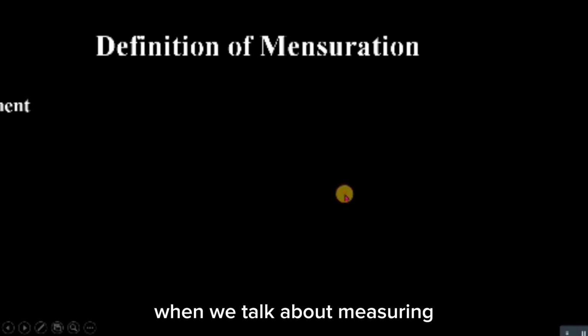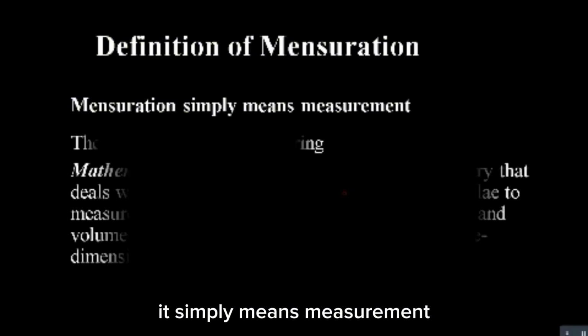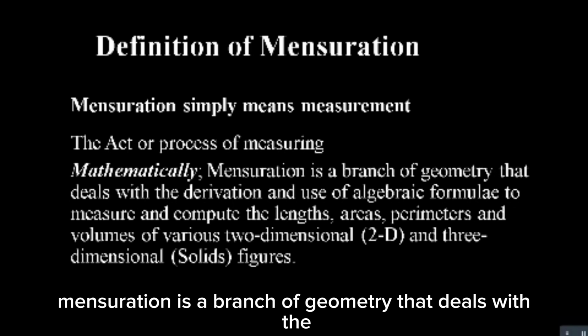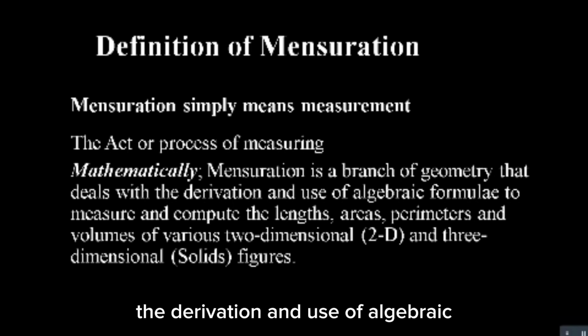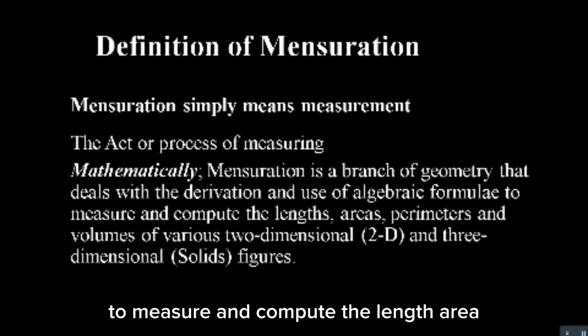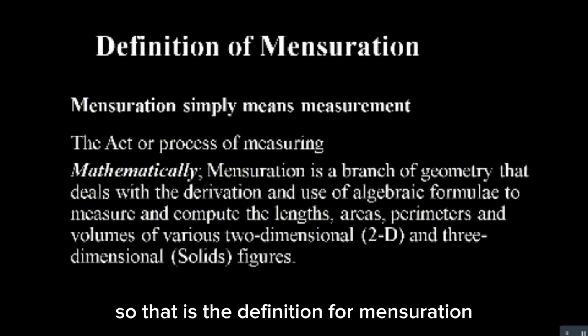Without much ado, when we talk about mensuration, it simply means measurement, the act or process of measuring. Mathematically, mensuration is a branch of geometry that deals with the derivation and use of algebraic expressions and formulae to measure and compute the length, area, perimeter, and volumes of various two-dimensional and three-dimensional solid figures. So that is the definition of mensuration.